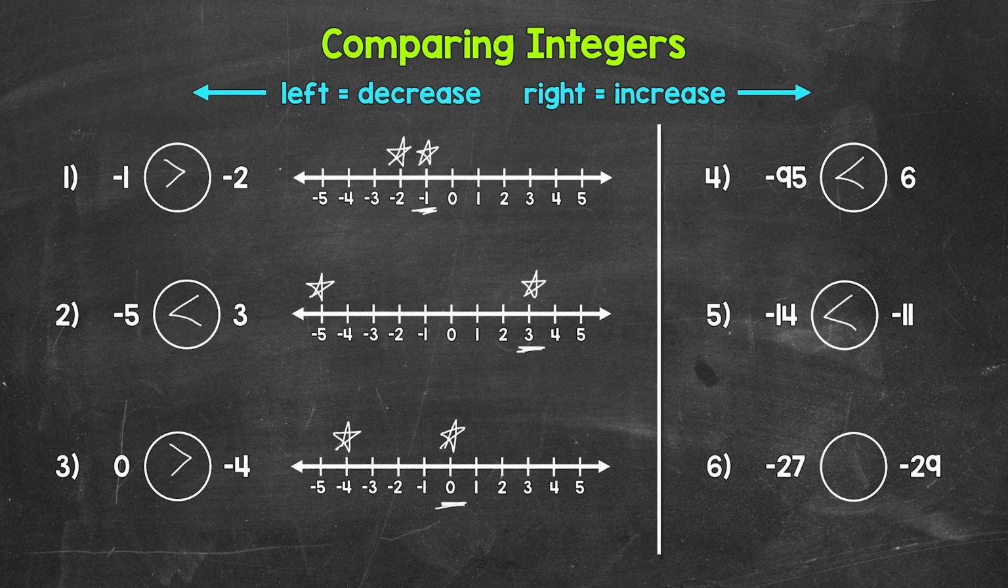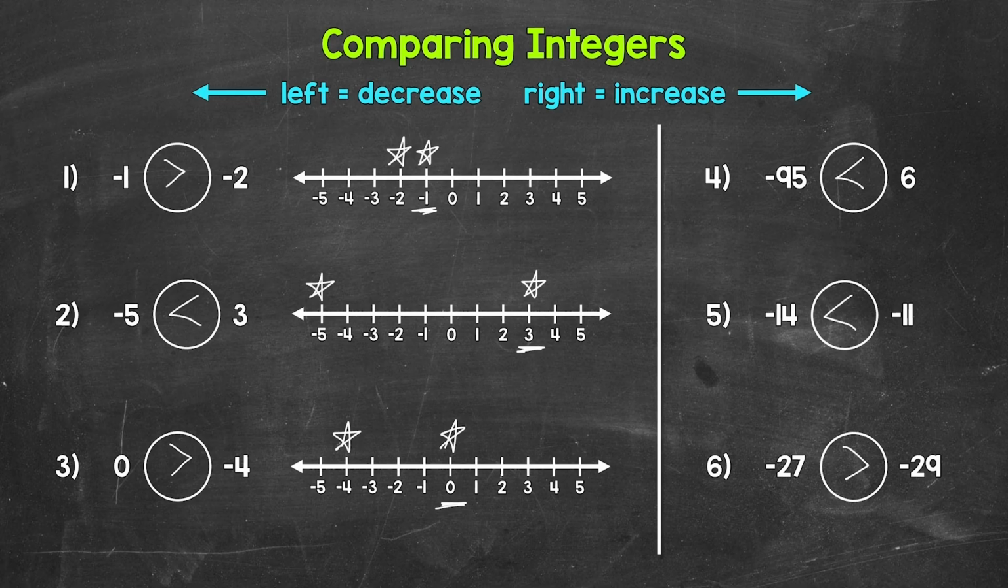Lastly, taking a look at number 6, we have -27 is greater than, less than, or equal to -29. So we have two negatives again here. So which one is closer to 0? Which one is further to the right on a number line? That's going to be -27. -27 is greater. So reading this from left to right, -27 is greater than -29.